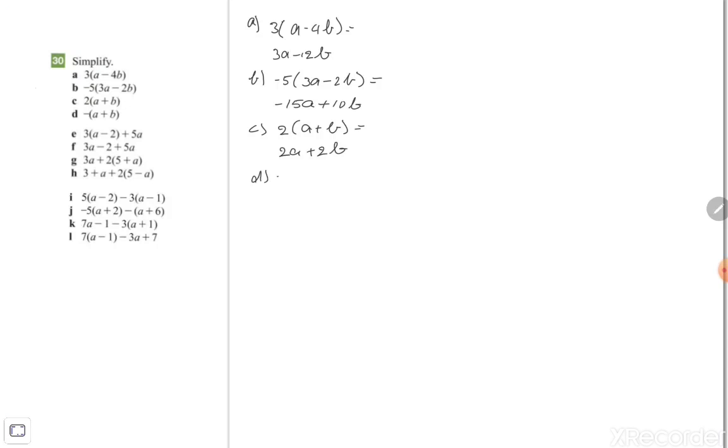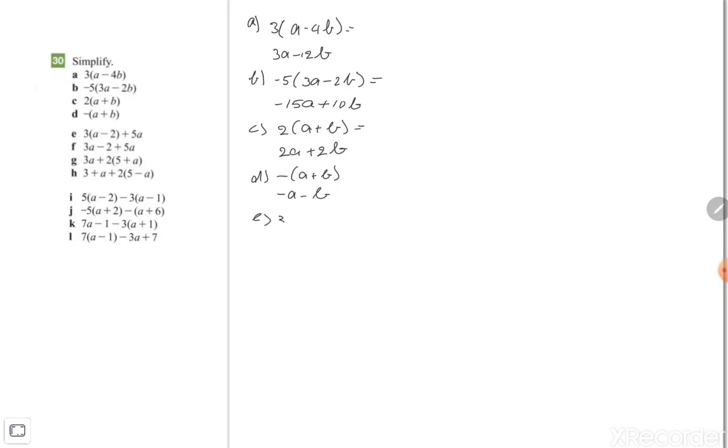Exercise D. Minus, and then inside the brackets A plus B. In front of the bracket there's a minus, but between the minus and the brackets there's a 1. So minus 1 times A is minus A, and minus 1 times B is minus B.